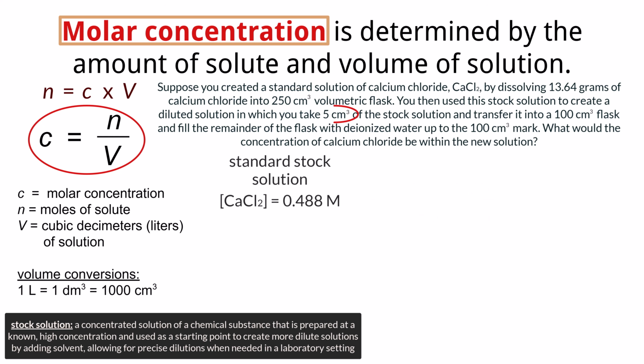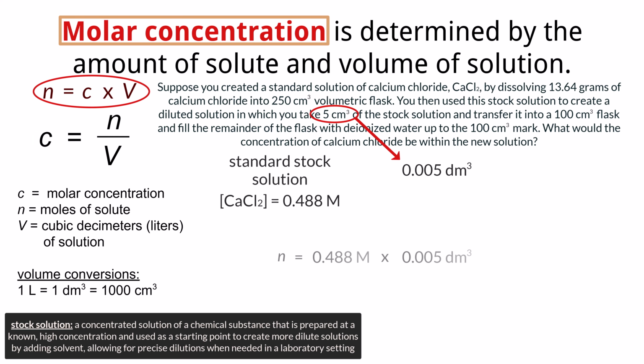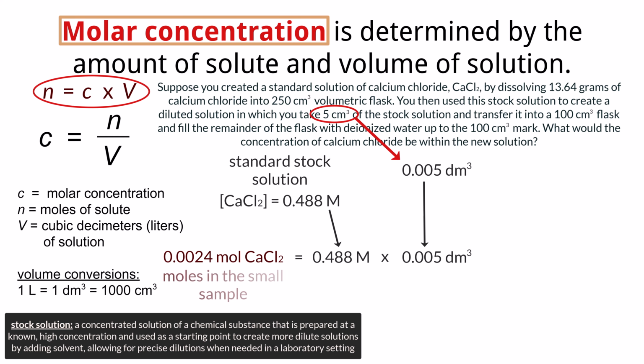We took a 5 cubic centimeter sample of the original solution, which we can convert to 0.005 cubic decimeters. We calculate the moles within this sample by taking the molar concentration of 0.488 moles per cubic decimeter and multiplying it by the volume, which is 0.005 cubic decimeters. This gives us 0.0024 moles of CaCl2 in this small sample.